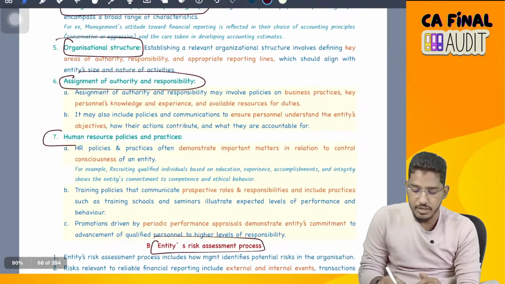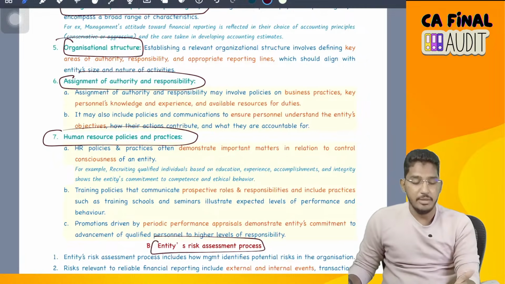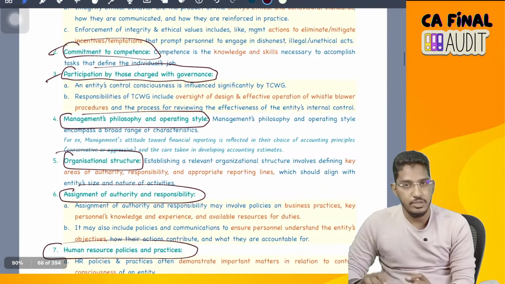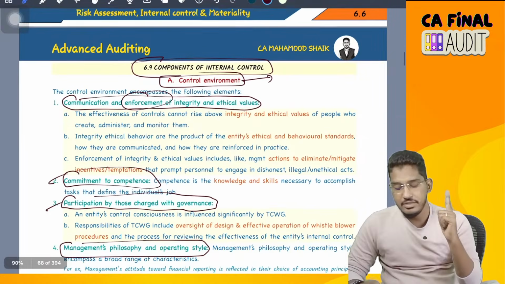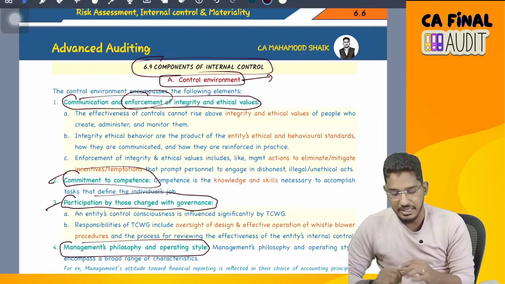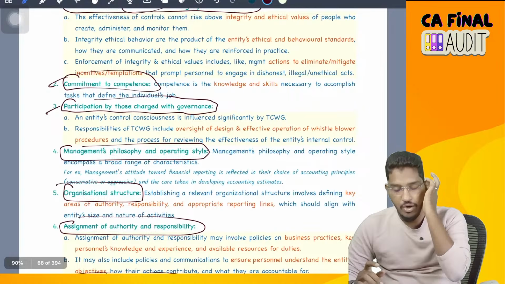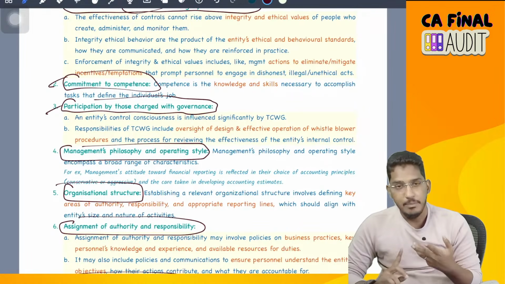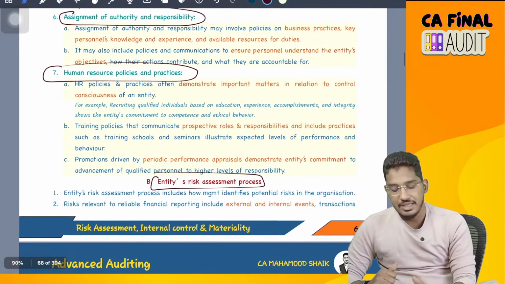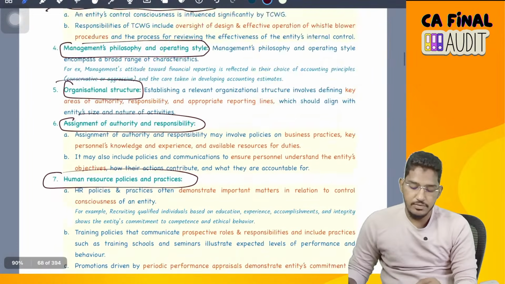And even in your human resource policies, even in your HR policies also, the integrity and ethical values should be reflected at the time of recruiting, at the time of training, at the time of promoting. Even in your HR policies, you have to show your commitment to integrity and ethical values. So the first step in creating any internal control is creating a good control environment, creating a good culture and ethical behavior. And how can that happen? By way of communication and enforcement of integrity and ethical values, by showing your commitment to competence, by more participation by those charged with governance, by setting management's proper philosophy and operating style, by establishing proper organizational structure, by properly assigning the responsibility and authority, and even having appropriate HR policies. So whatever it is, first you will create the good culture.